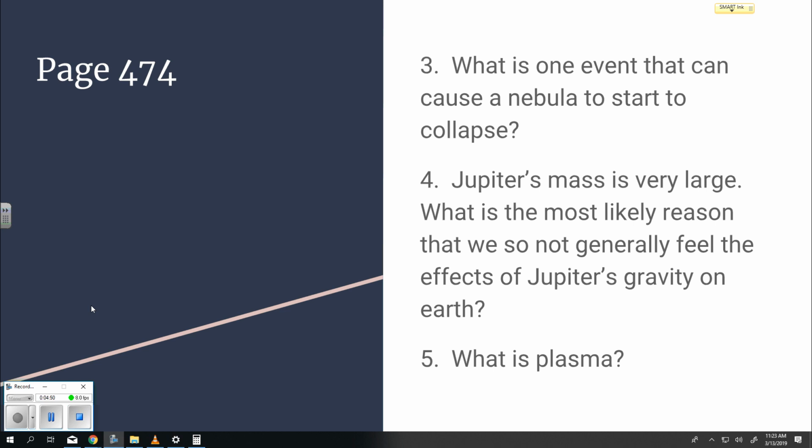Highlight, nebulas follow Newton's law of universal gravitation. Continue highlighting. This law states that all objects in the universe attract each other. This force of attraction increases as the mass of an object increases. Continue highlighting. The force also increases when objects get closer together. Continue highlighting. Therefore, the attraction between the particles in a nebula increases as gravity pulls them closer together.